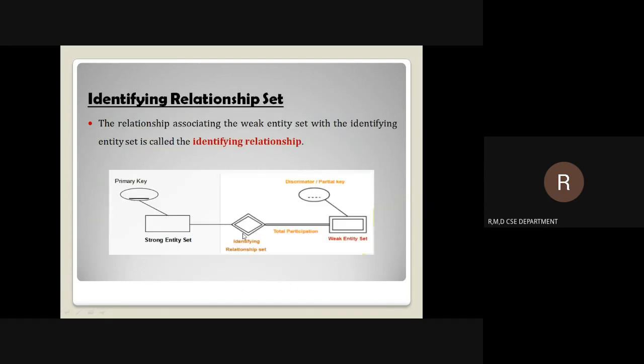Now, about the identifying relationship set: it is used to associate the weak entity set and the identifying strong entity set, as you see here. The identifying relationship set is represented by a double-lined diamond box. You can also note that there is a total participation between the weak entity set and the identifying relationship, meaning that every entity of the weak entity set must be related to at least one entity of the associated strong entity set.